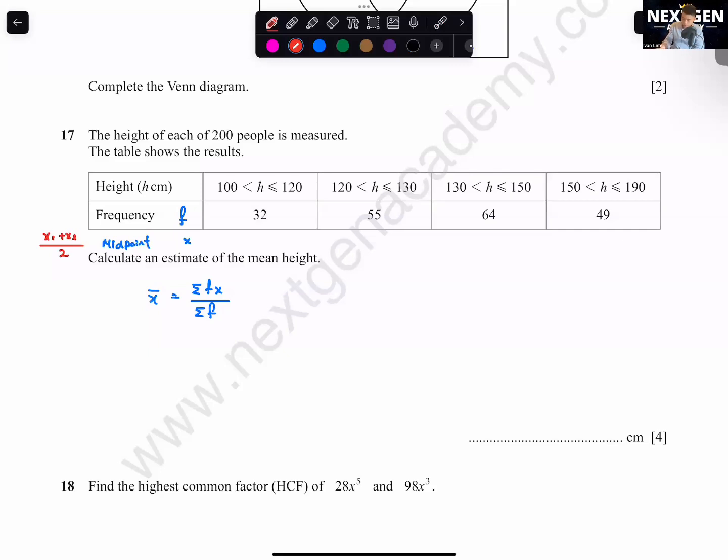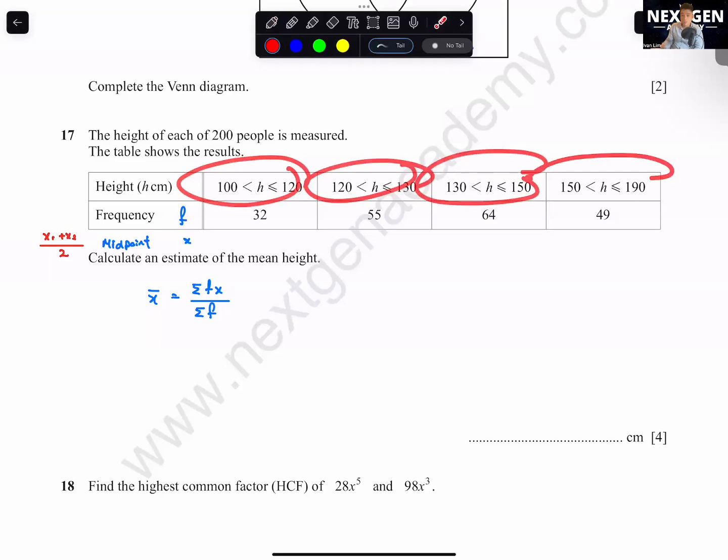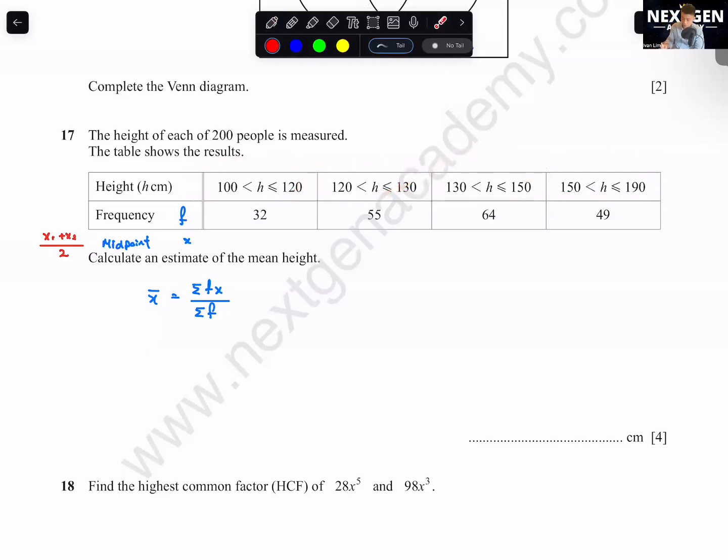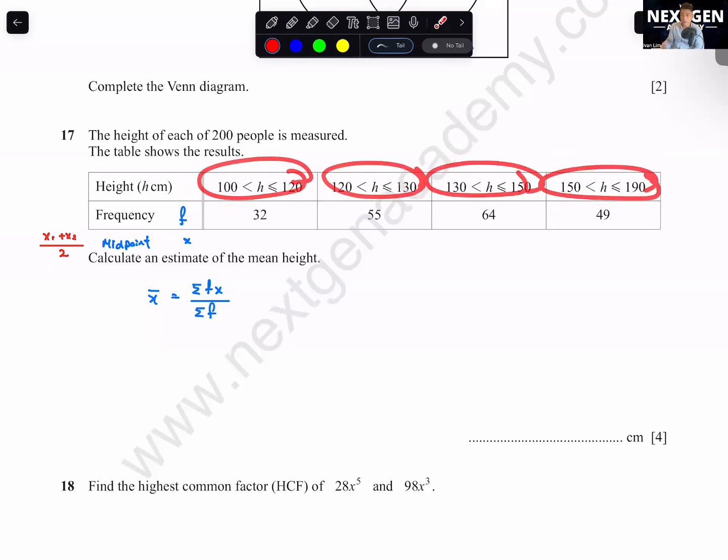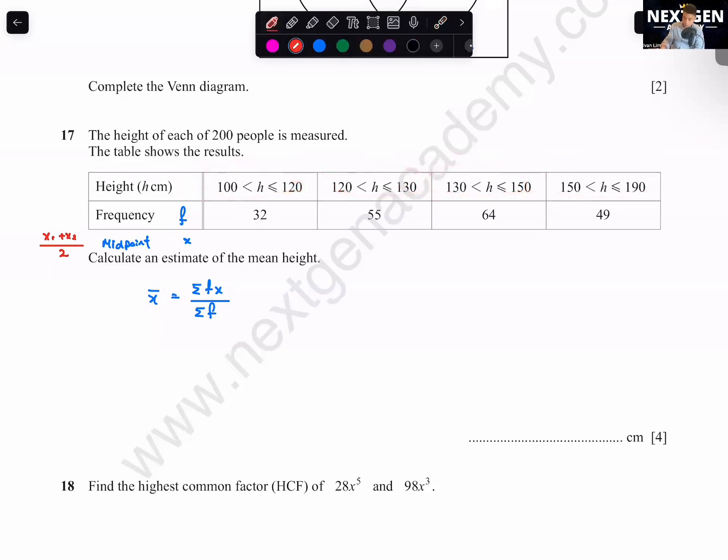You have to be careful because sometimes the midpoint is not in the same interval. You see this one 20, this one 10, 20, then this one 40. So don't assume that it's the same. Just use your calculator to calculate it. This one you get 110, 125, 140, 170.